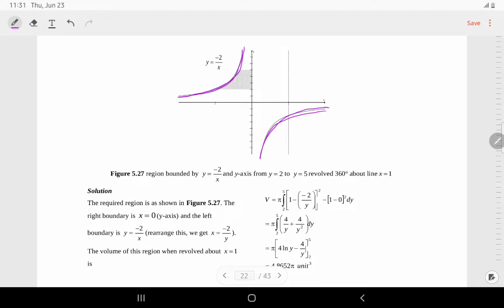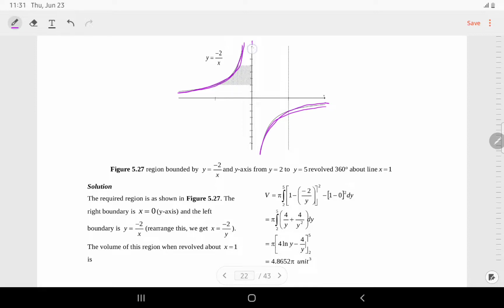Okay, and then it is bounded by y axis. Okay, where is y axis? This is the y axis. Okay, from y equal 2 to y equal to 5. So y equal to 2 kat sini and y equal to 5 kat sini. So inilah punya shaded region. Okay, so this shaded region is going to revolve 360 degrees about line x equal to 1.